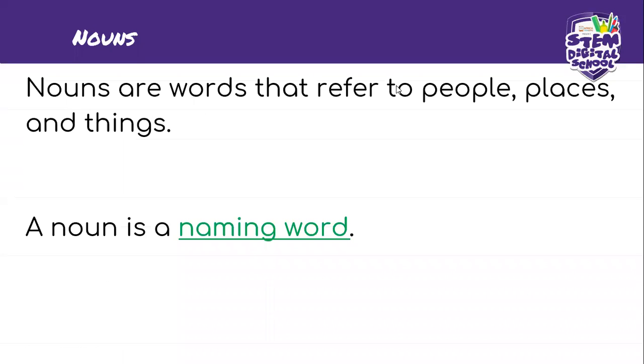Nouns are words that refer to people, places, and things. I will repeat that again. Nouns are words that refer to people, places, and things.